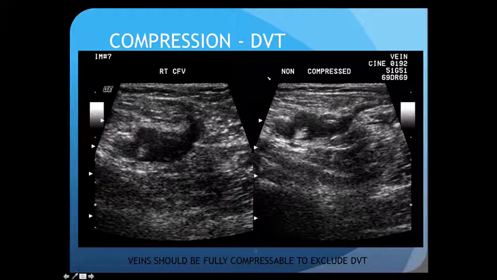So these are some still images, and normally this is how we would record the images. You can get a loop if you like, but we take an image showing the uncompressed picture and then we apply compression, and in this case we've noted this to reinforce that there is absence of the normal compression, and that is diagnostic of a deep vein thrombosis.